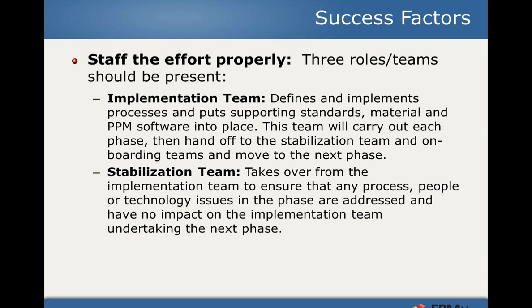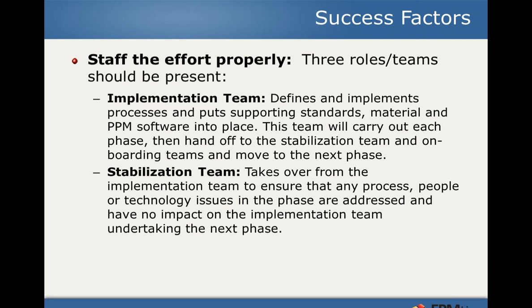So the stabilization team at that point would take over from the implementation team and ensure that any processes, people, or technology issues that arise from the newly deployed phase are addressed, so that there's no impact on the implementation team as they go to undertake the next phase. That's one way to keep the ball rolling. Don't let the people who are deploying or implementing get sidetracked by supporting issues of the process as they move on to the next phase, because you can get sidetracked very, very easily.